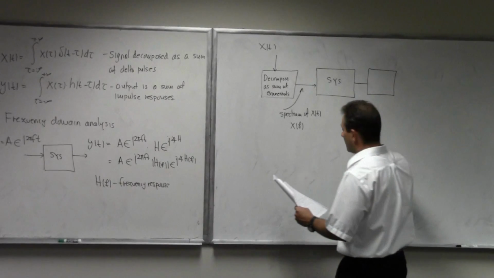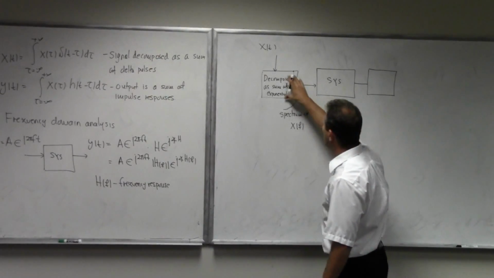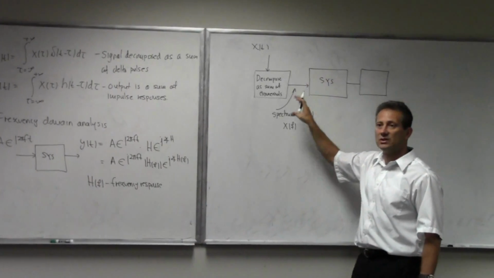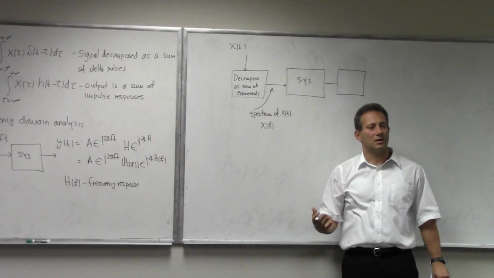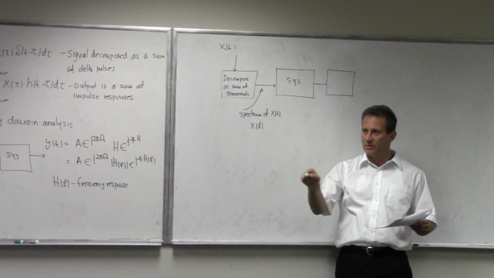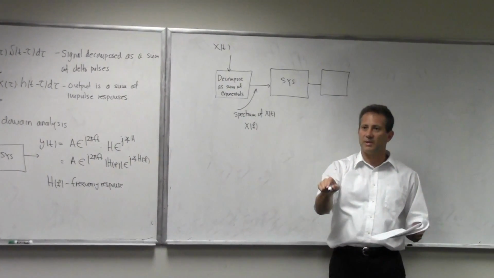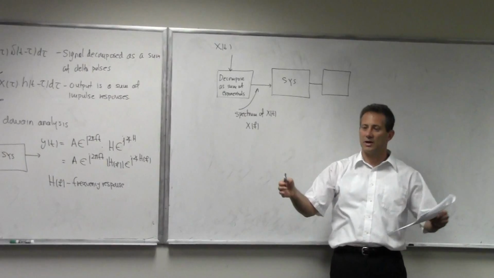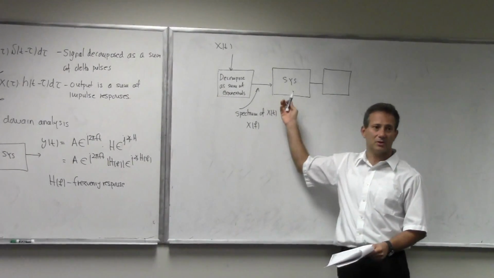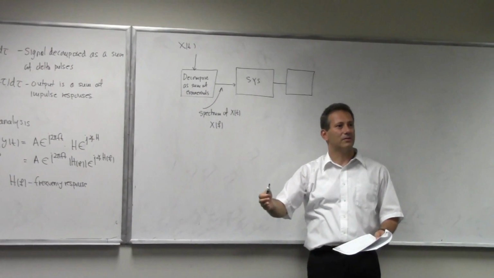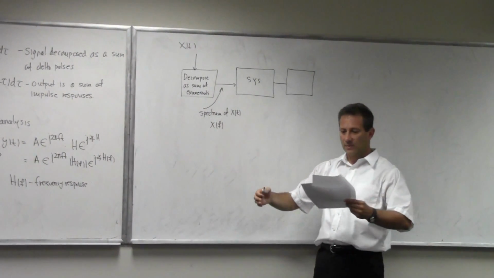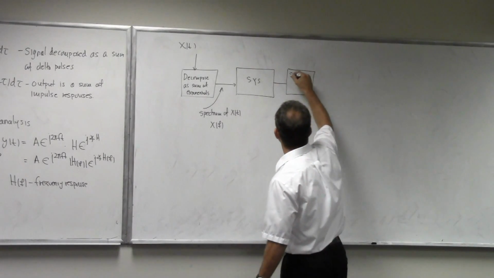Now if I decompose this as a sum of exponentials and present it to the system, because the system is linear and superposition holds, the system is going to look at each individual exponential and change its magnitude and change its phase. So you have this whole bunch of sinusoids coming in. Each one of them, as it propagates through the system, will change magnitude and phase. And then at the end, all of them will add together. So you can sum the individual responses.